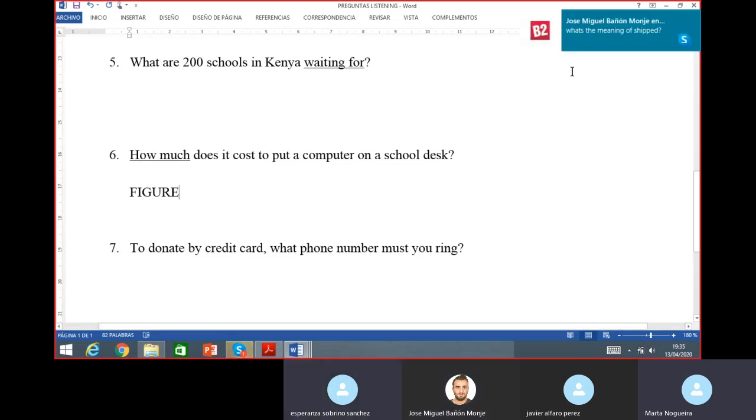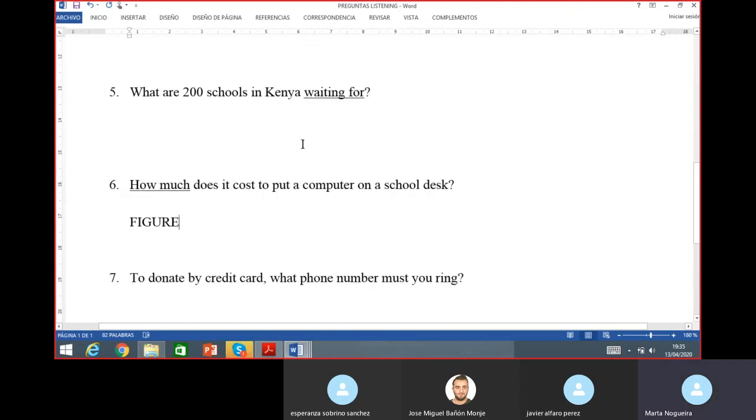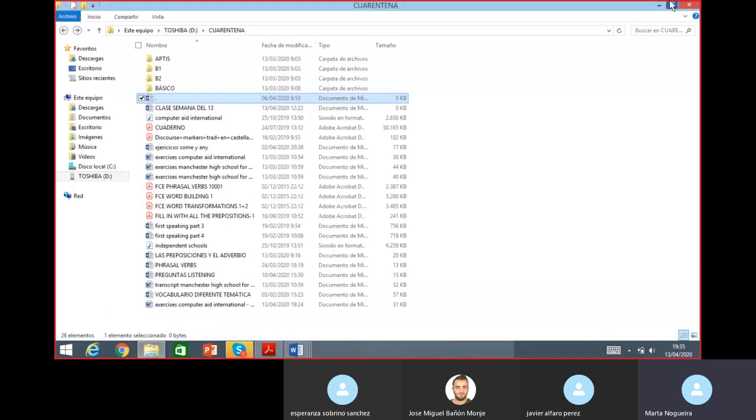What's the meaning of ship? Enviado. How many computers did this charity group ship? Ship is also to sail, from boat. Good. To donate by credit card, what phone number must you ring? What phone number? You have to listen to the phone number. Okay, I'm going to send you these questions.